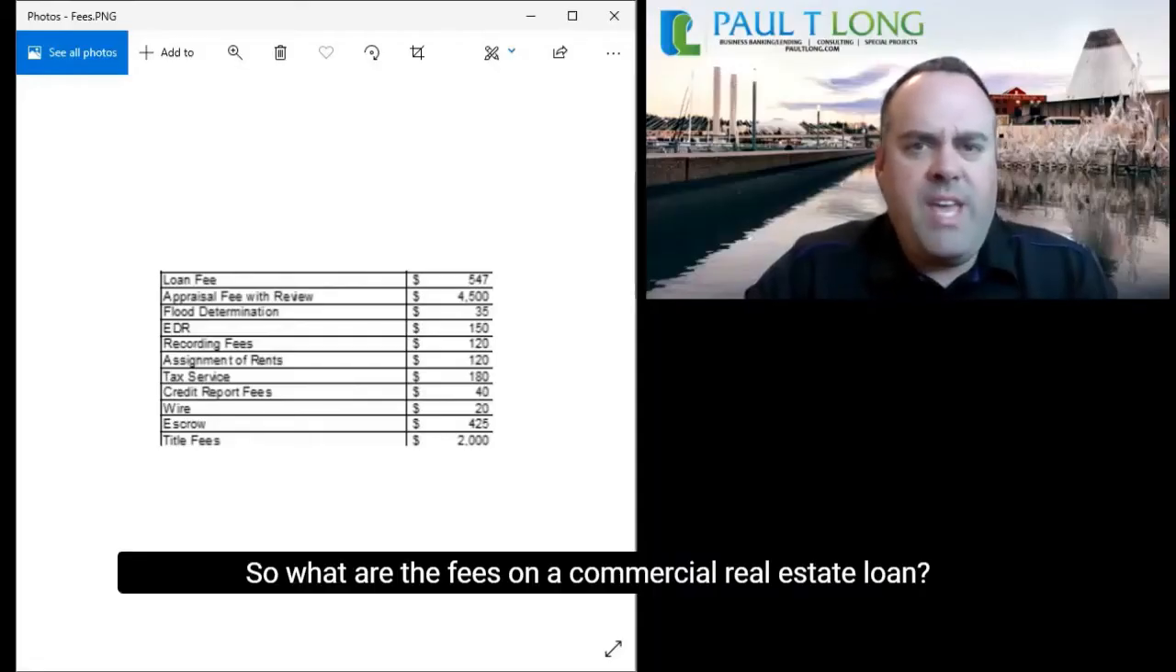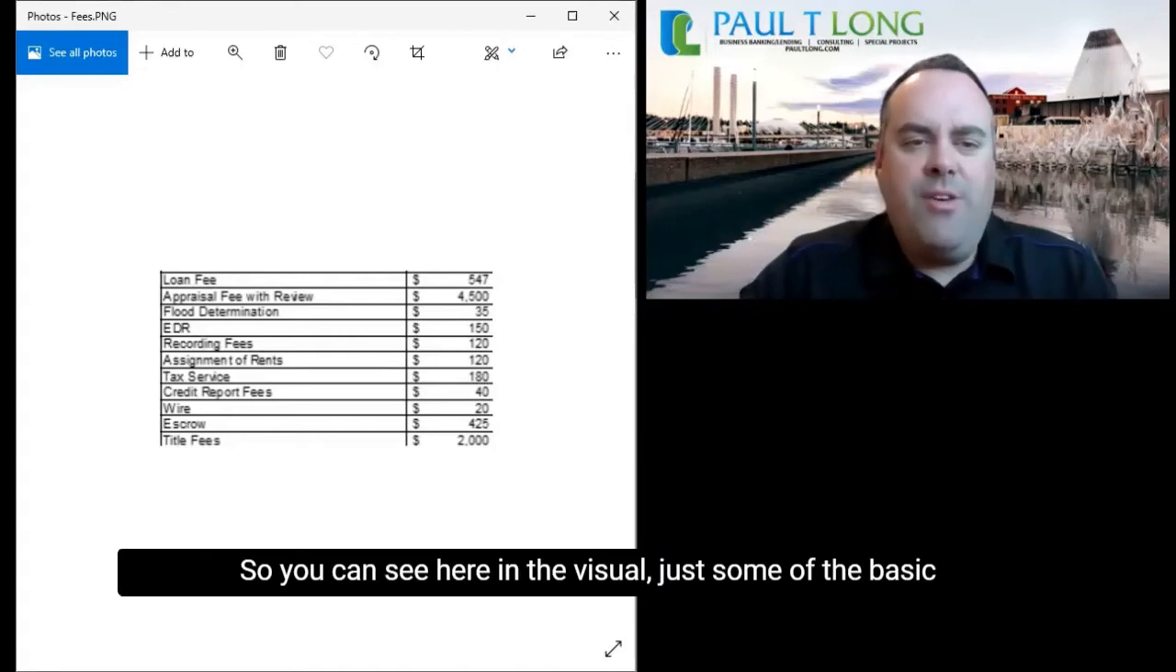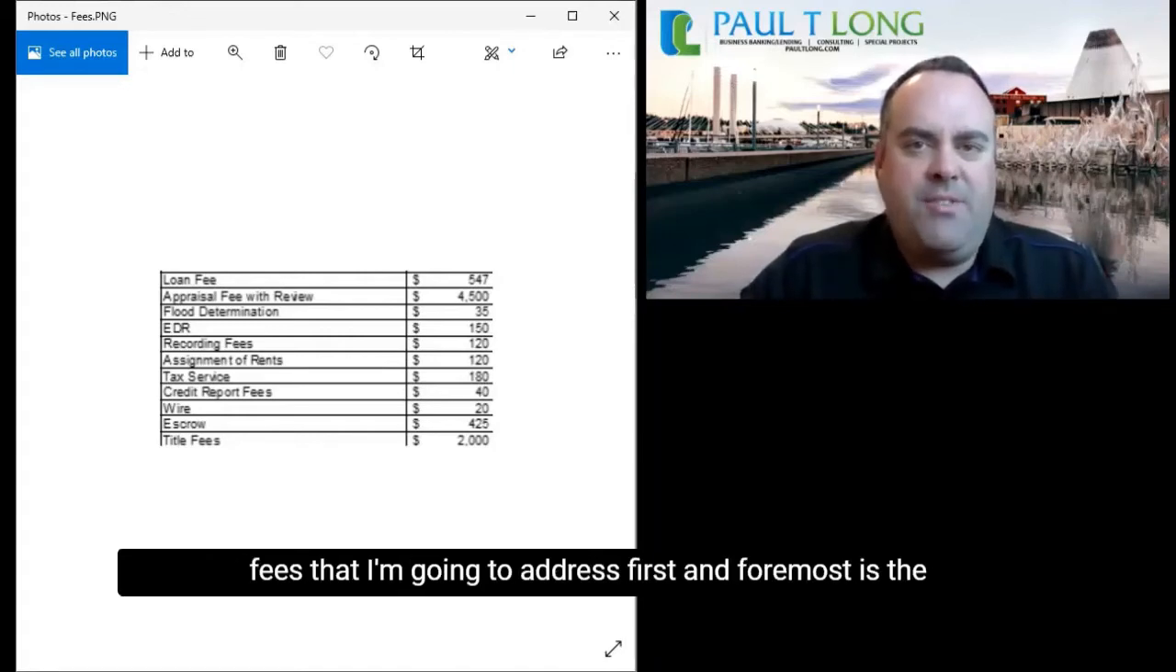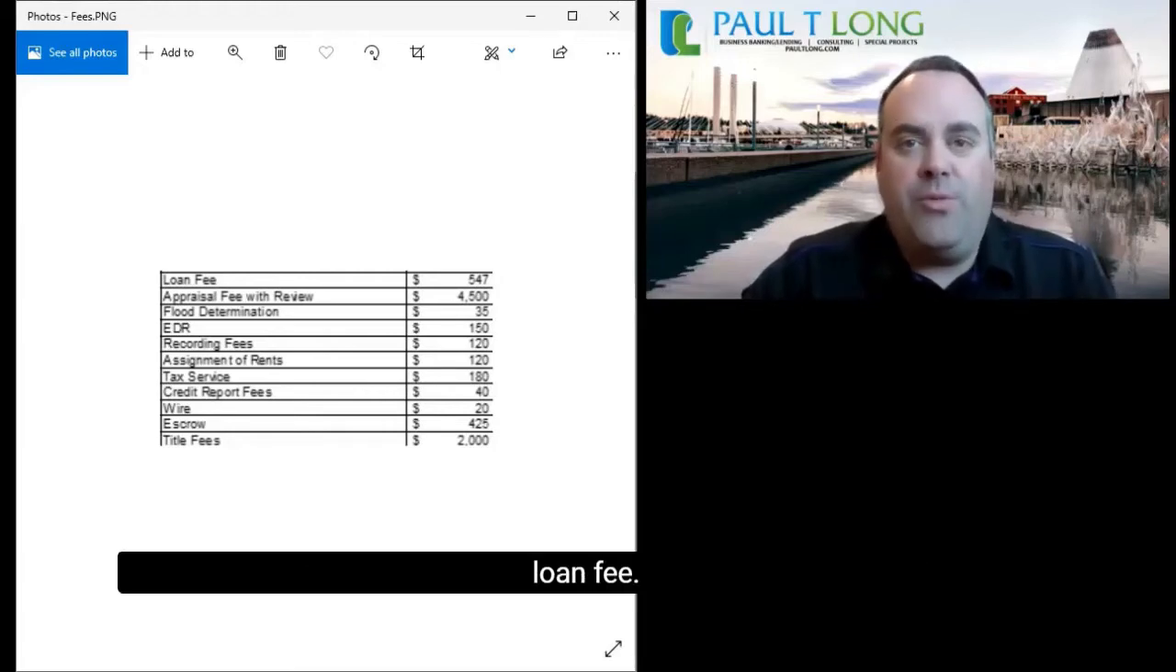So what are the fees on a commercial real estate loan? You can see here in the visual just some of the basic fees that I'm going to address. First and foremost is the loan fee.